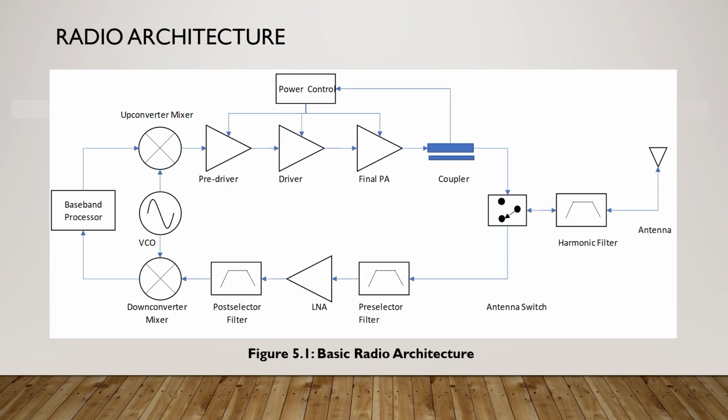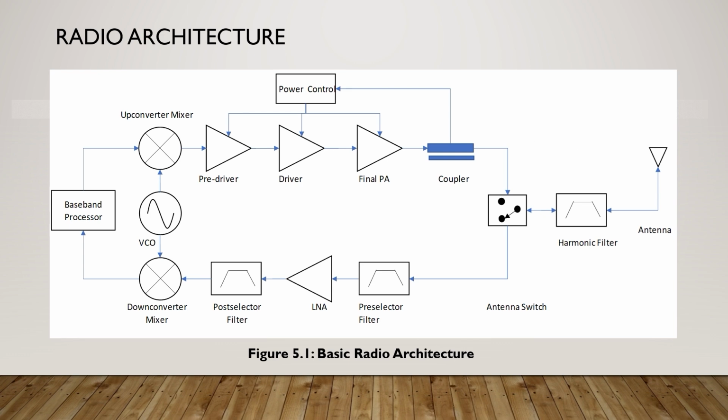Figure 5.1 shows the basic radio architecture. The basic RF radio system contains baseband processor, up conversion mixer, down conversion mixer, voltage control oscillator or VCO, local oscillator or LO, or frequency generating unit or FGU, pre-driver, driver, final power amplifier, coupler, power controller, antenna switch, harmonic filter, antenna, pre-selector filter, low noise amplifier or LNA, and post-selector filter.